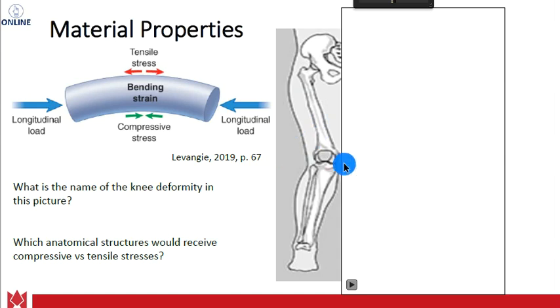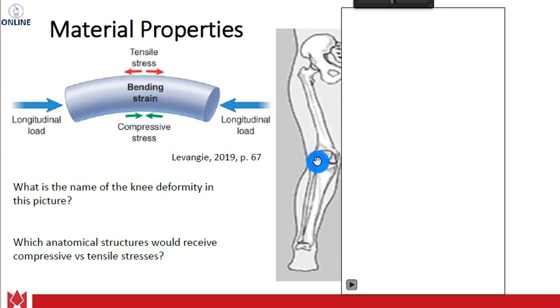With this, you're going to see at the knee there are two compartments we're going to talk about: the medial compartment and the lateral compartment, and they're receiving different stresses. On the medial compartment, you have your MCL, medial collateral ligament, and your medial meniscus. On that side, it's actually going through a lengthening. It's receiving a tensile stress.